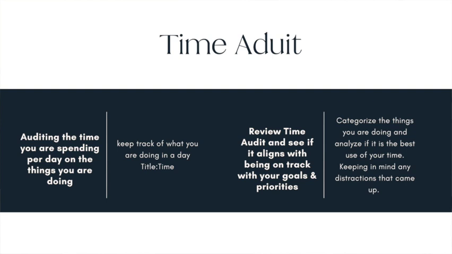The second part of this is really at the end of the week or the end of the day, reviewing the time audit and see if it aligns with being on track for you to hit your goals and if you're actually doing the things that you have set as a priority for yourself. So you're gonna then categorize the things you are doing and analyze if it's the best use of your time, keeping in mind anything that comes up throughout that day and throughout the week that is going to distract you and things that come up that kind of throw you off your time or throw you off your focus.